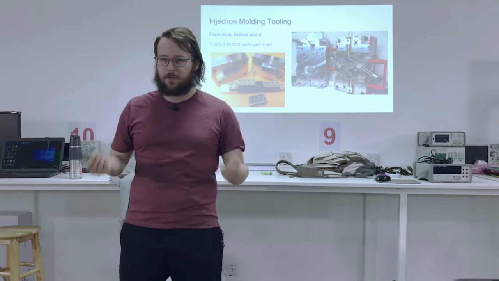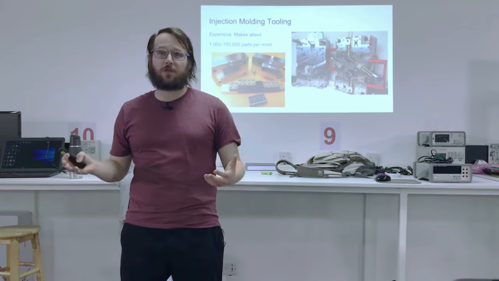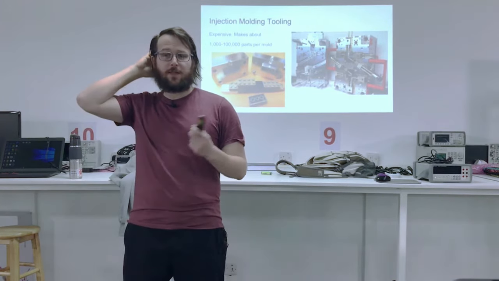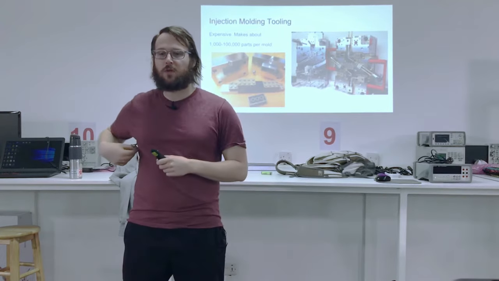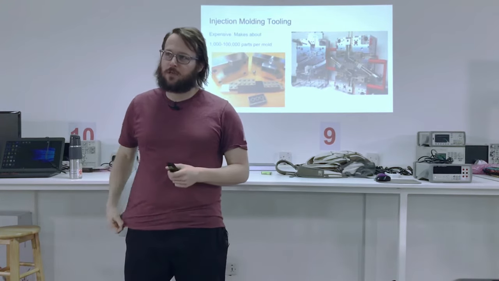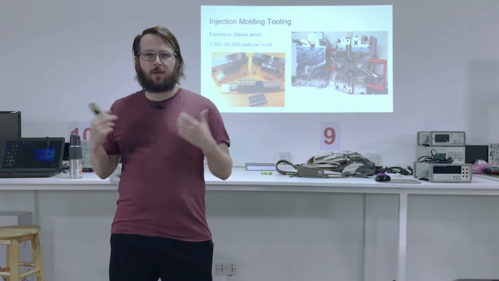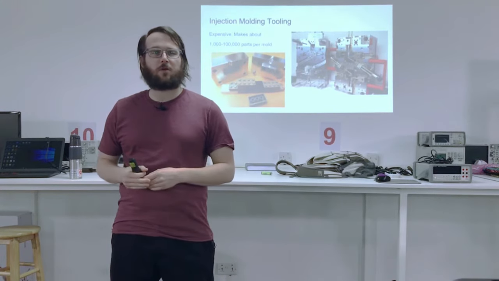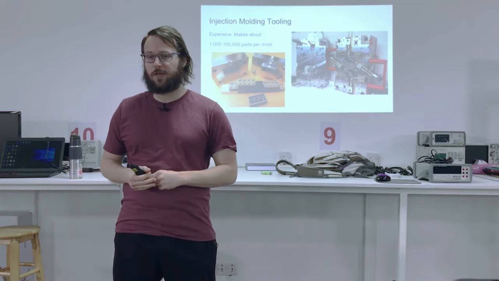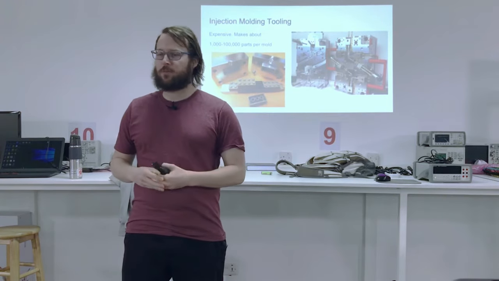So these are some examples of tools for injection molding. On the left is a very simple tool somebody made to make Legos. This is not what the Lego manufacturer uses, but this is what somebody in a home shop was interested in doing to try to experiment with injection molding. And so this shows the general principle of it.